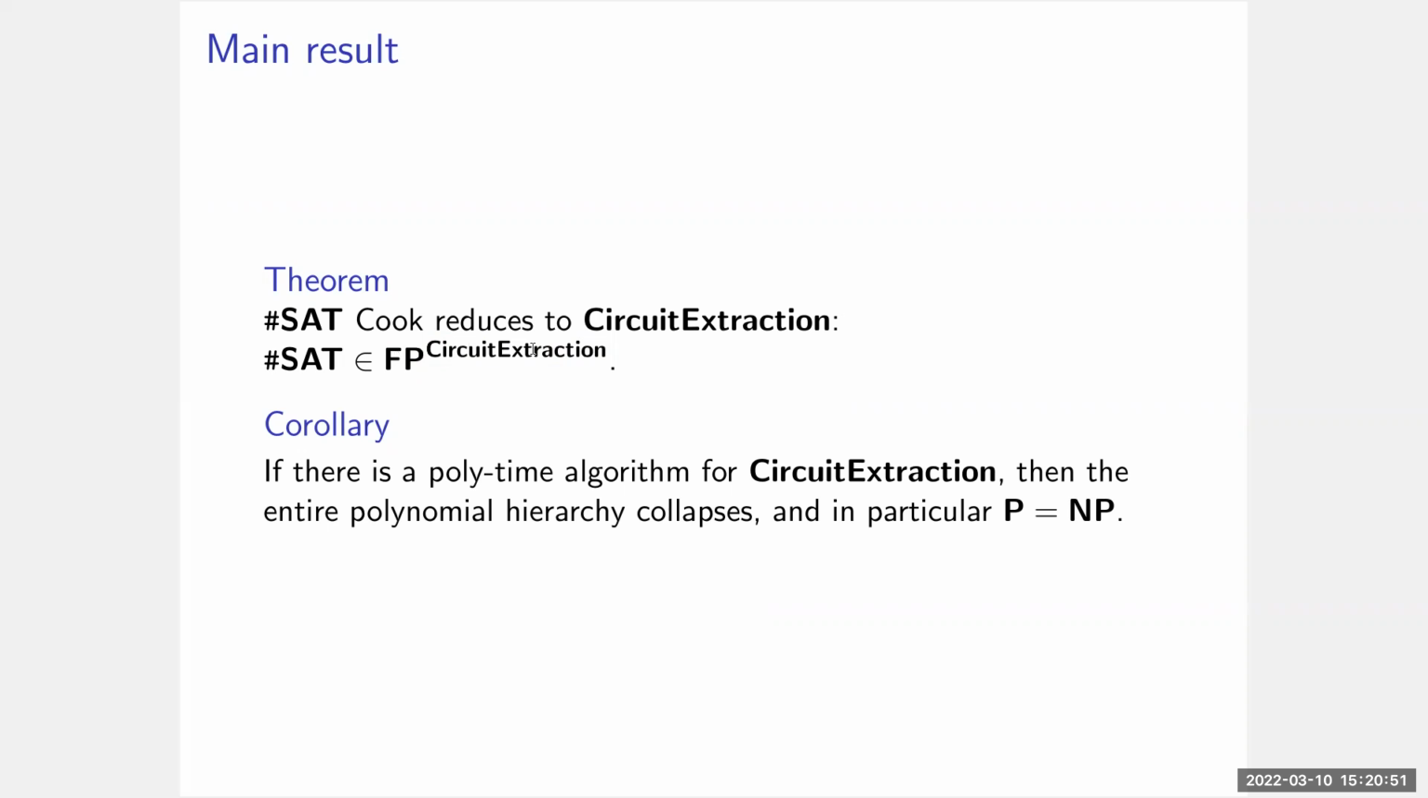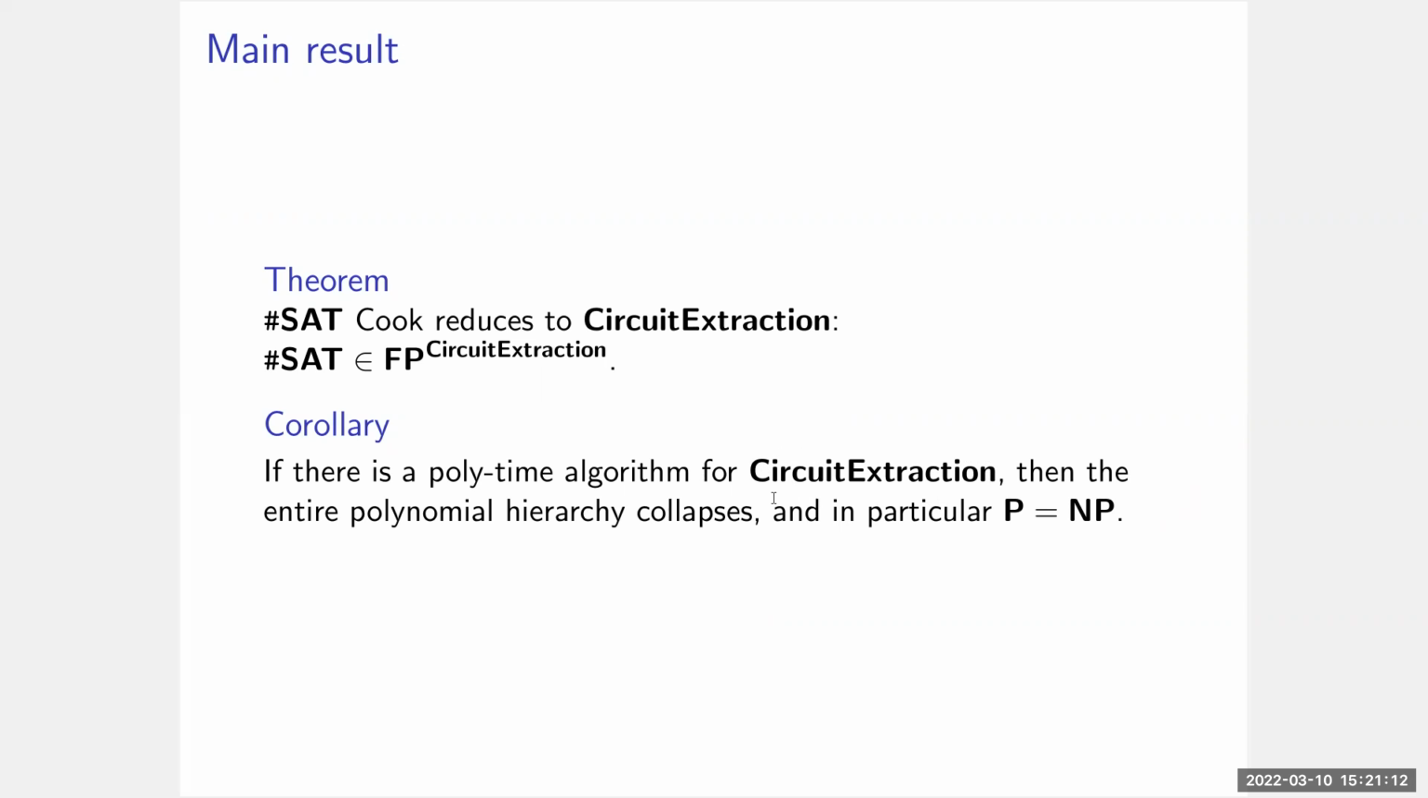A corollary of this, using Toda's theorem on the previous slide, is that if there was a polynomial time algorithm for circuit extraction, then the entire polynomial hierarchy collapses, and in particular we would get P equals NP. So it's highly unlikely that there is a polynomial time algorithm for circuit extraction.